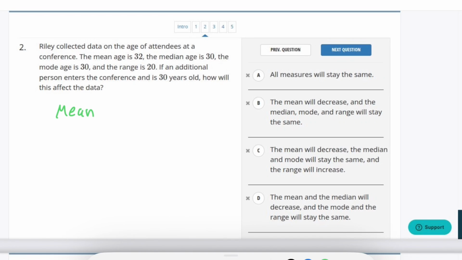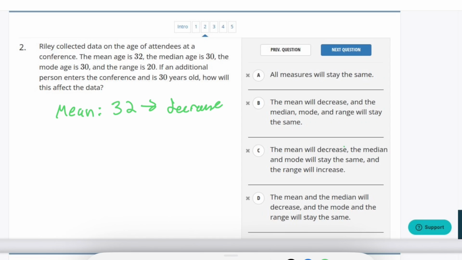So mean, let's write, is 32. So if you add a 30, no matter what, when you add something that is less, the mean will change, maybe by little, maybe by a lot. In this case, by little, because 30 is very close to 32. If it was 33, let's say, the mean would increase a little. So here the mean would decrease a little. You don't have to do any additional calculations. You know that if the additional person is less than the mean, the mean will decrease. If it's more than the mean, it will increase. So here, 30 years old, so the mean will decrease.